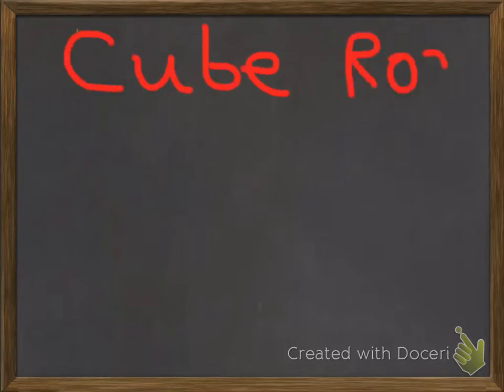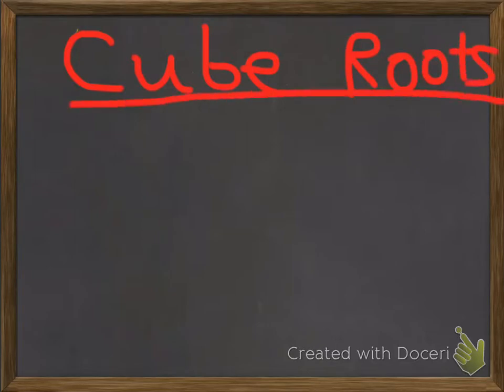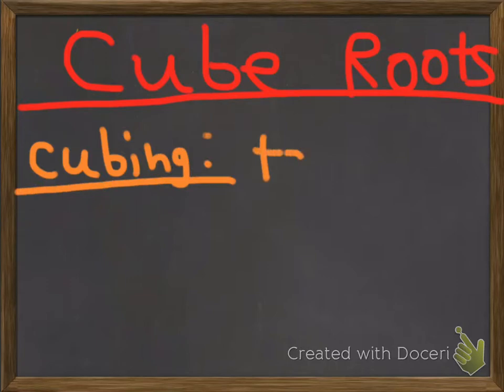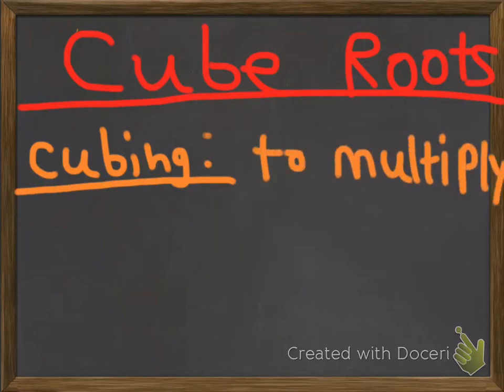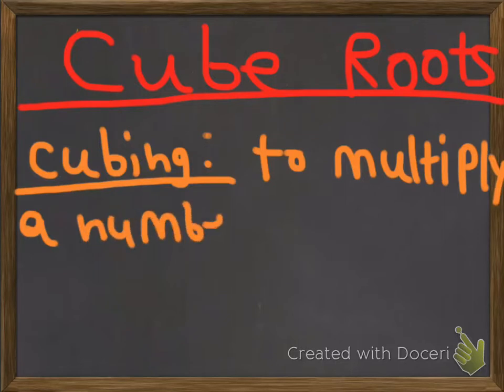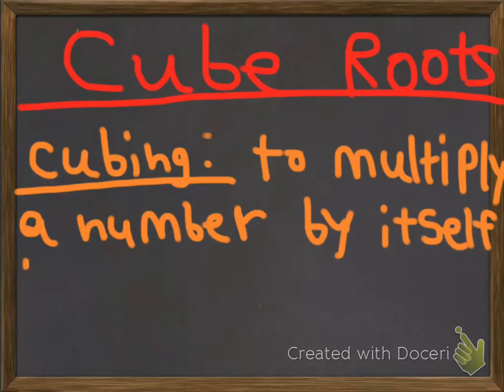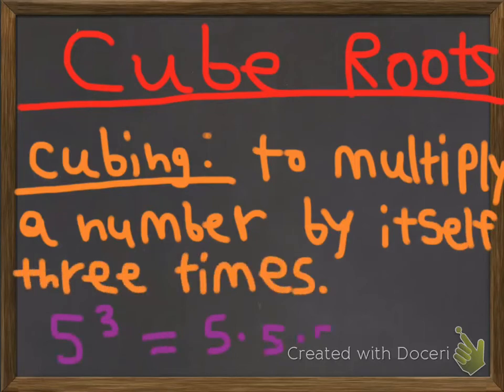Cube roots. So now we're going to move on to cube roots. So first of all, let's start with the definition. Cubing is to multiply a number by itself 3 times. So an example of those words would be 5 cubed equals 5 times 5 times 5, because you're multiplying itself by 3 times, which would then equal 125.